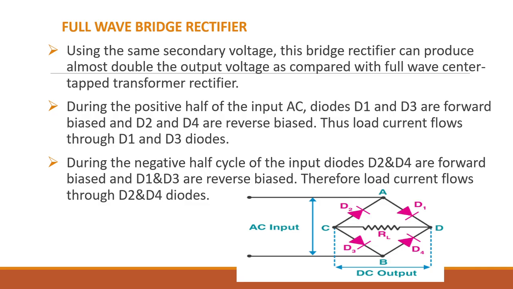Now, in the case of the full wave center tapped rectifier, we are using a center tapped transformer, and it has a disadvantage that whatever secondary voltage we receive, we have to divide into two equal halves, and that's why we go for the bridge rectifier. The bridge rectifier will use the whole secondary voltage. There is no need to divide it. The only thing is that in the bridge rectifier we use four diodes.